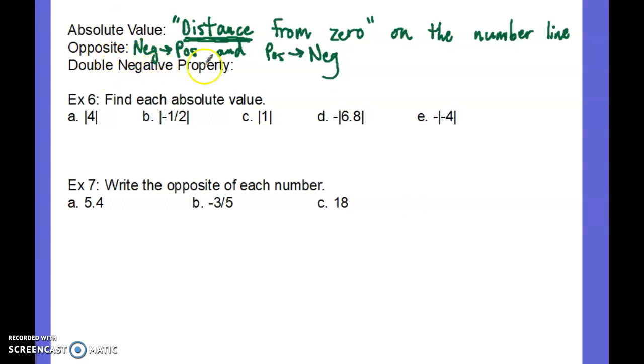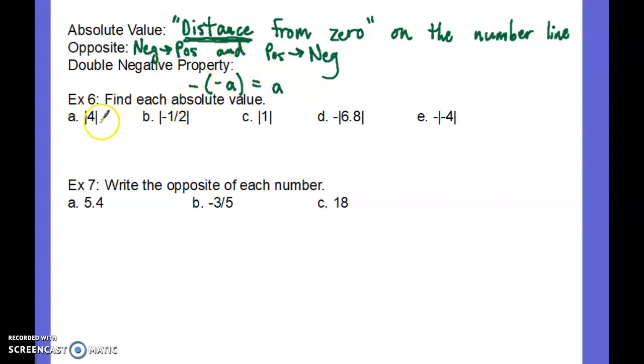And then the double negative property is basically saying, well, if you negate something twice, so a negative to a positive and then a positive to a negative, you get back to the original. So if you negate a negative thing, I'll put an A for whatever we're talking about, a negative of a negative becomes a positive. We're back to the original. And these should be things that are all familiar with you.